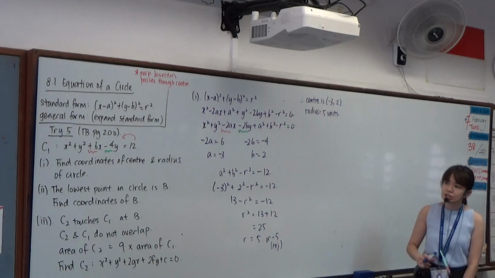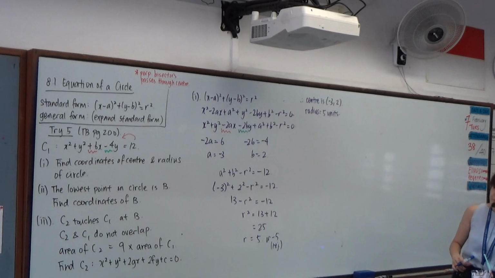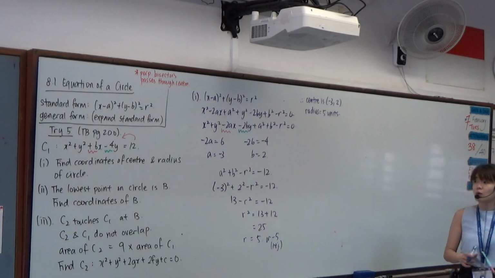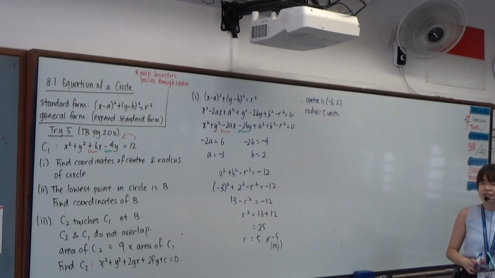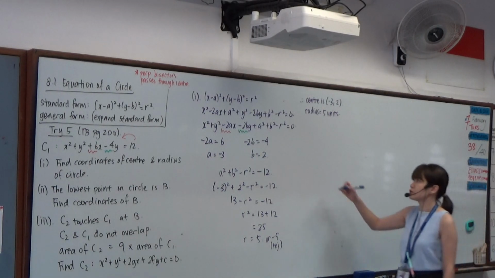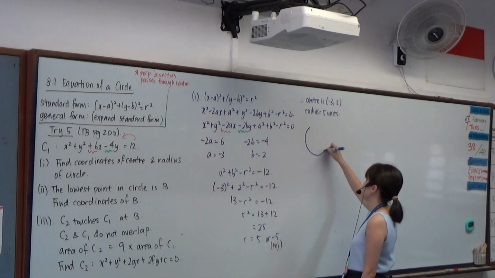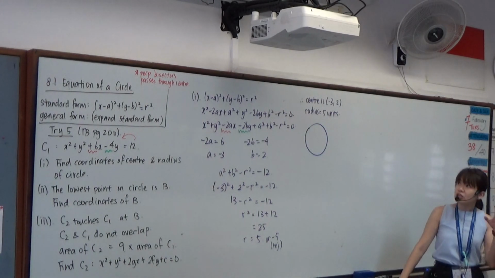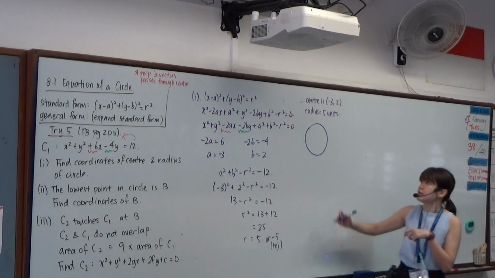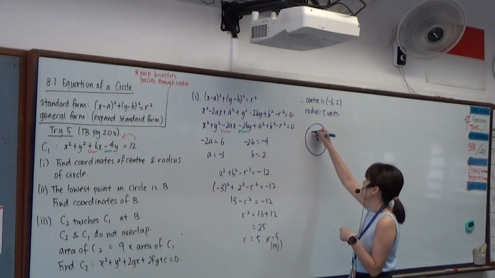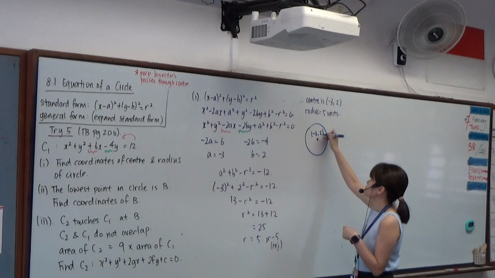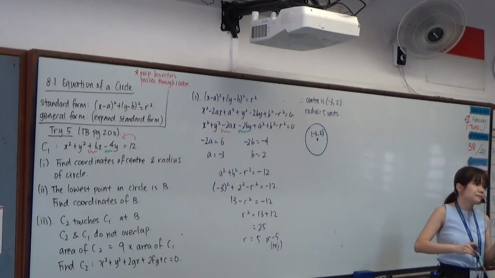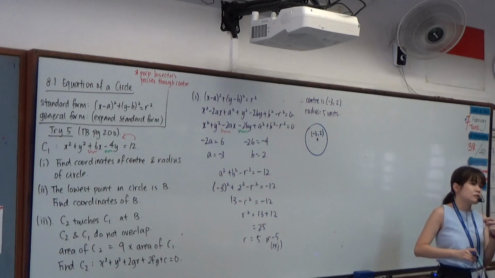The challenge is in part 2. We want to find the lowest point on the circle. So the lowest point on the circle is B. No matter how you draw a circle, it will always look like this. So the information that we have now is that the center is at negative 3, 2, and the lowest point, where exactly would this lowest point be?